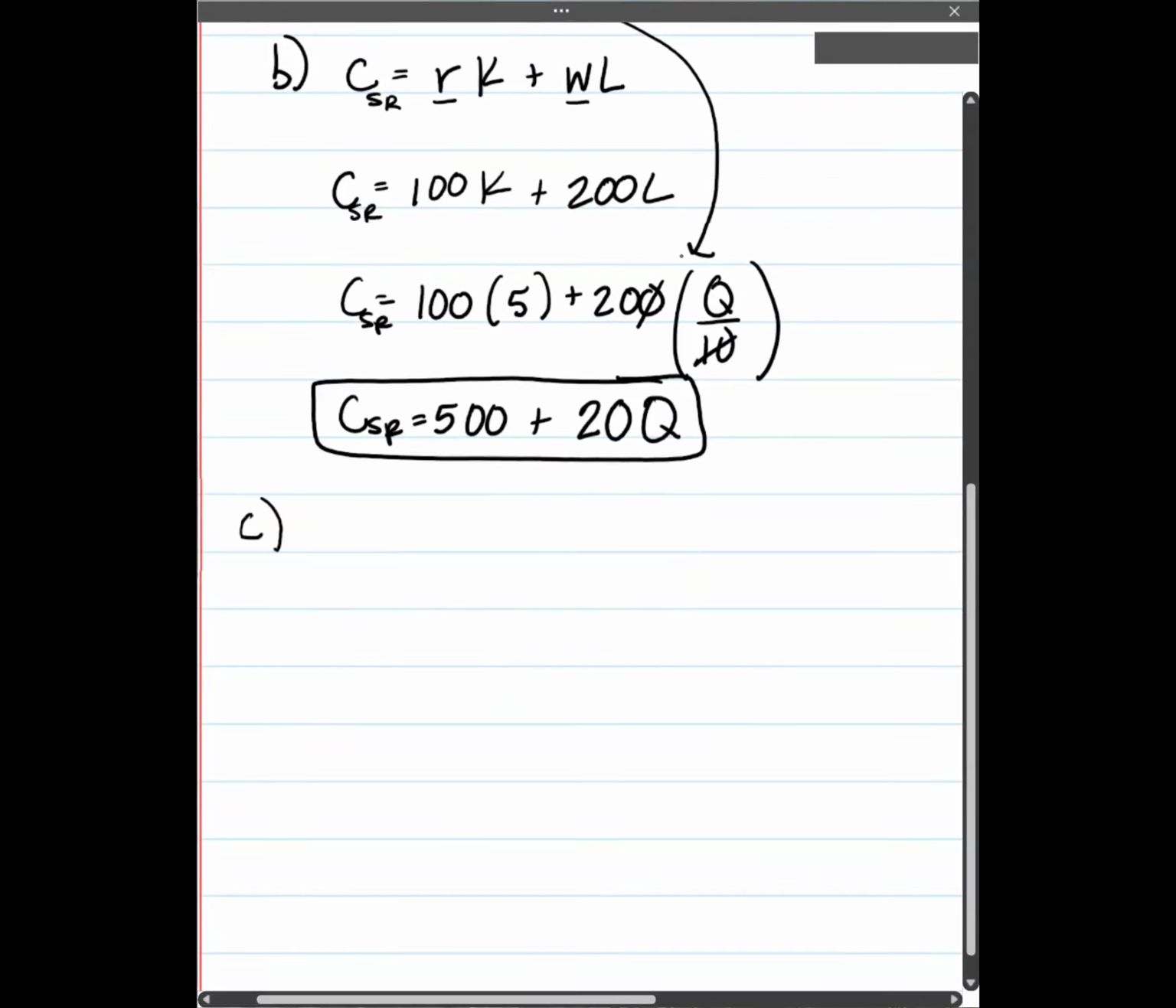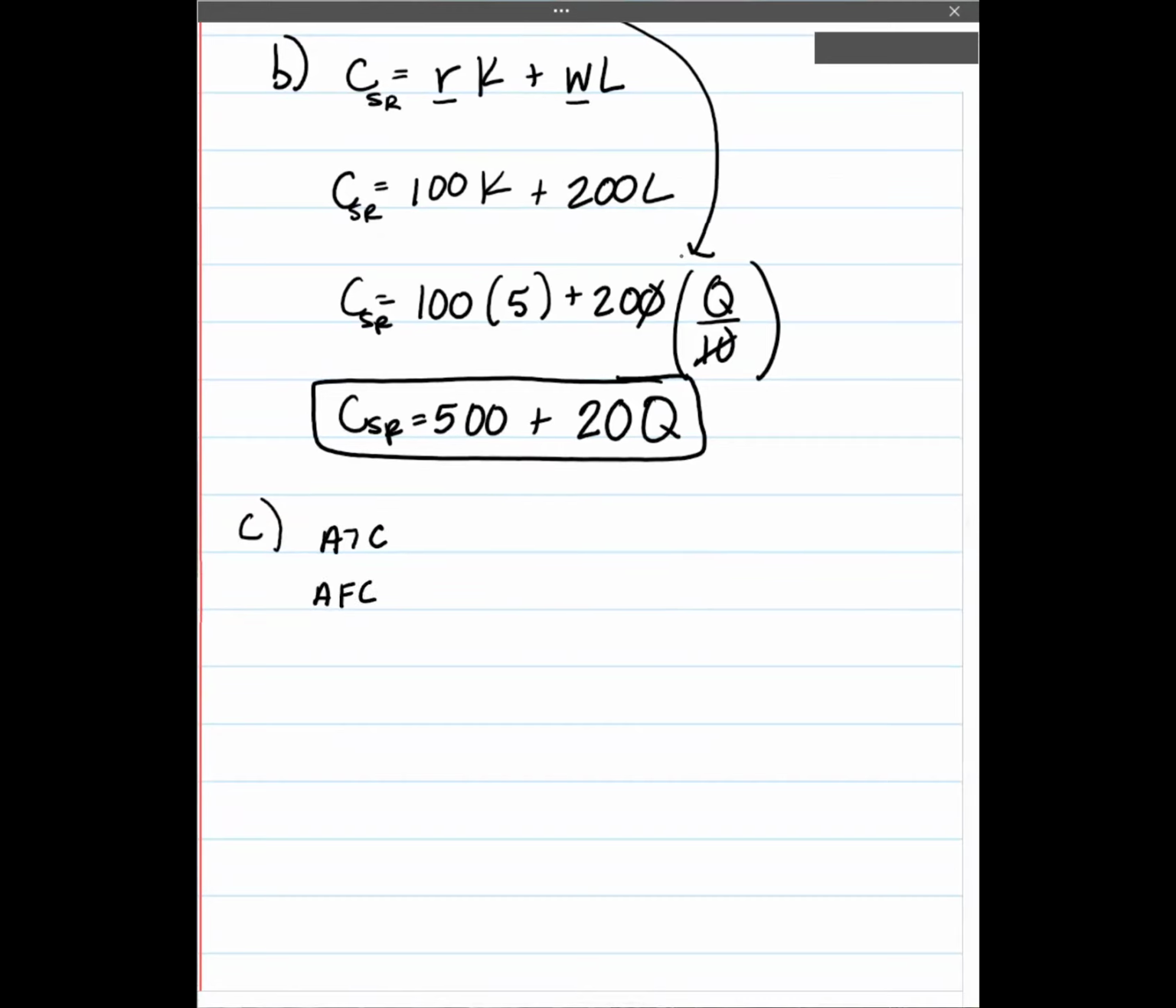Part C asks us to derive the firm's average total costs, average fixed costs, average variable costs, and marginal costs. Remember that average total cost is just total cost divided by quantity. Our equation we found for part B is the firm's total cost equation, so we can just take that and divide it by Q. So we'll have 500 plus 20 times Q all over output.